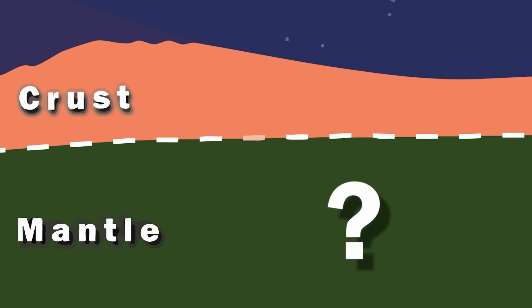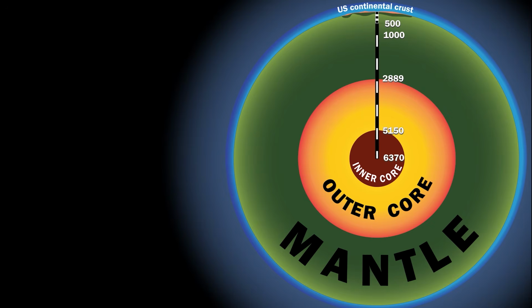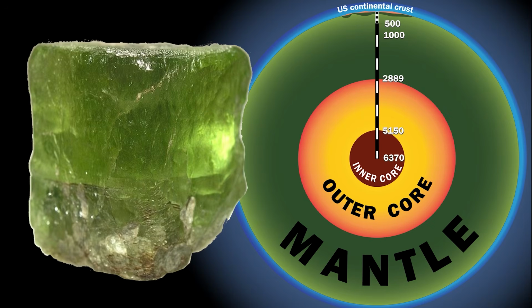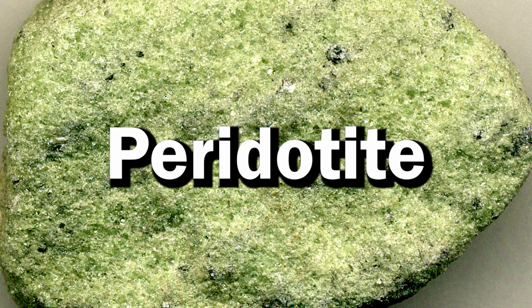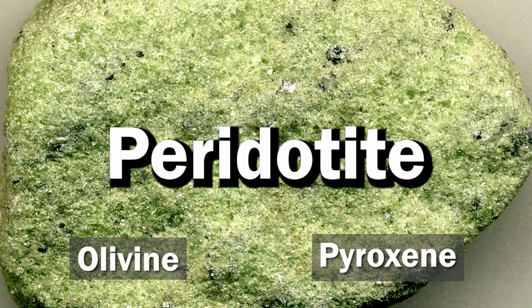What lies beneath the crust? Below the crust is the mantle, a huge body of dense rock that makes up 2/3 of planet Earth. Mantle rocks have a different chemical composition from crustal rocks. Mantle rock is called peridotite, consisting of iron and magnesium-rich minerals like olivine and pyroxene.